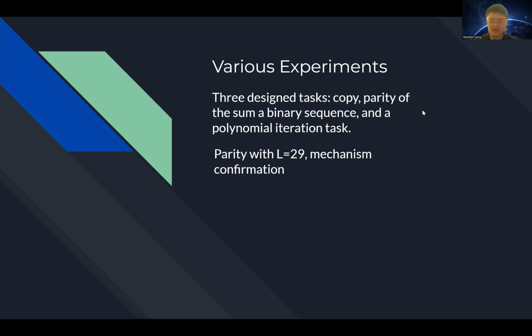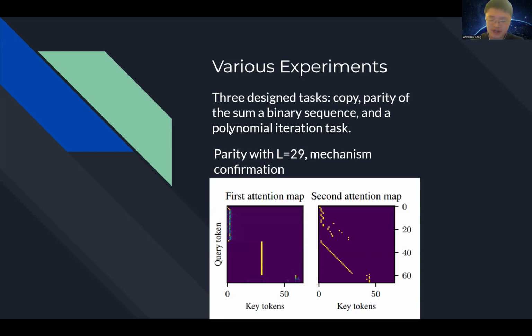Okay, so let's see some results of the authors' experiments. The first experiment the authors conduct is on the parity iterative task with L equals 29. Remember that L is the length of the sequence. There are also some general settings of the experiments, which I won't introduce here. But the authors generate 1024 sequences for each of those different lengths, so it's a very large data set, and I think the results will be very representative.